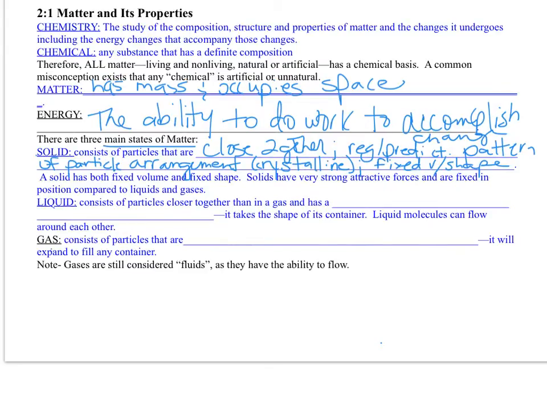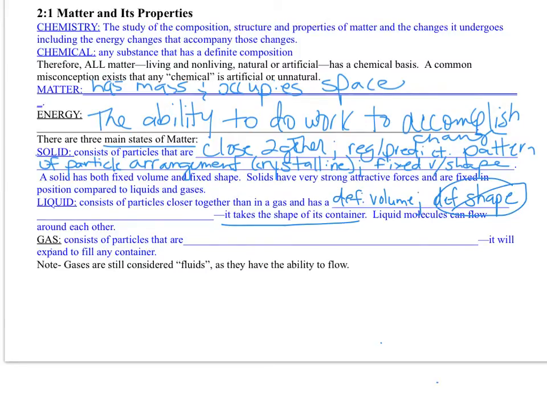A liquid consists of particles closer together than in a gas and has a definite volume but no definite shape. And here's my shortcut for doing no in notes. It really does actually save a little bit of time, is to just do the O, like the no smoking thing. So definite volume, no definite shape. It takes the shape of its container. Liquid molecules can flow around each other.